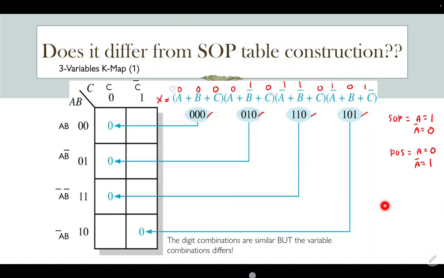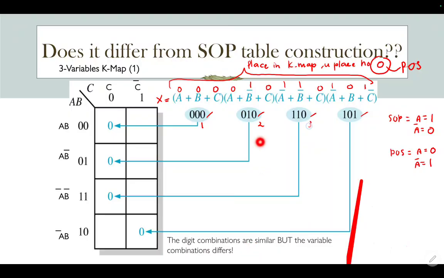So all of this, when you place it in the K-map, you place number 0, because for POS, you have to place number 0. So now you have 4 terms, 1, 2, 3, 4, to be placed in the K-map.